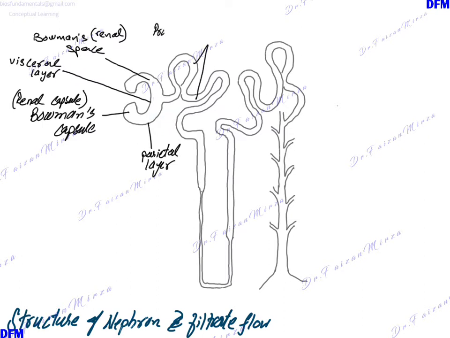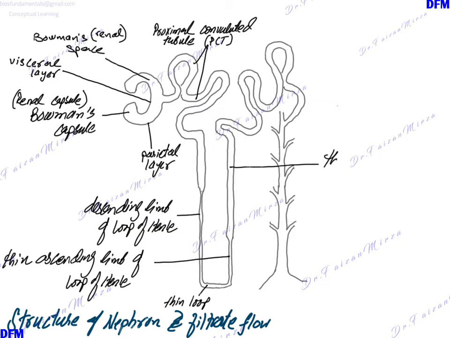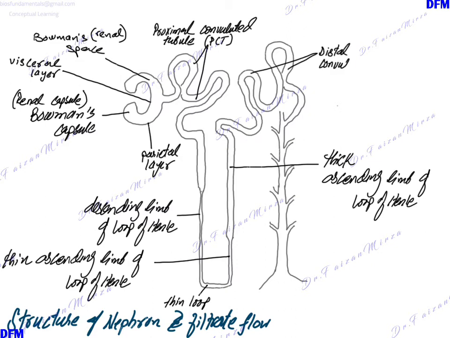The first coiled tubule is called the proximal convoluted tubule or PCT. After the proximal convoluted tubule, you have the descending limb of the loop of Henle, the thin loop, and then the thin ascending limb of the loop of Henle, and then there's a thick ascending limb of the loop of Henle. So these are the parts of the loop of Henle. And then you have another coiled tubule, which is called the distal convoluted tubule or DCT.